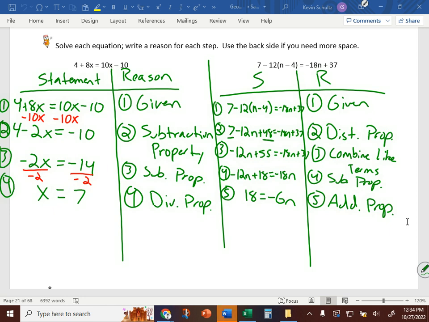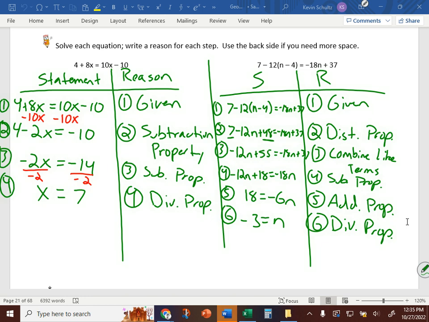Okay? And then, last but not least, Lexi. And how'd you get there? Okay, because of the division property. Divide both sides by -6. We get -3 as our value for n.